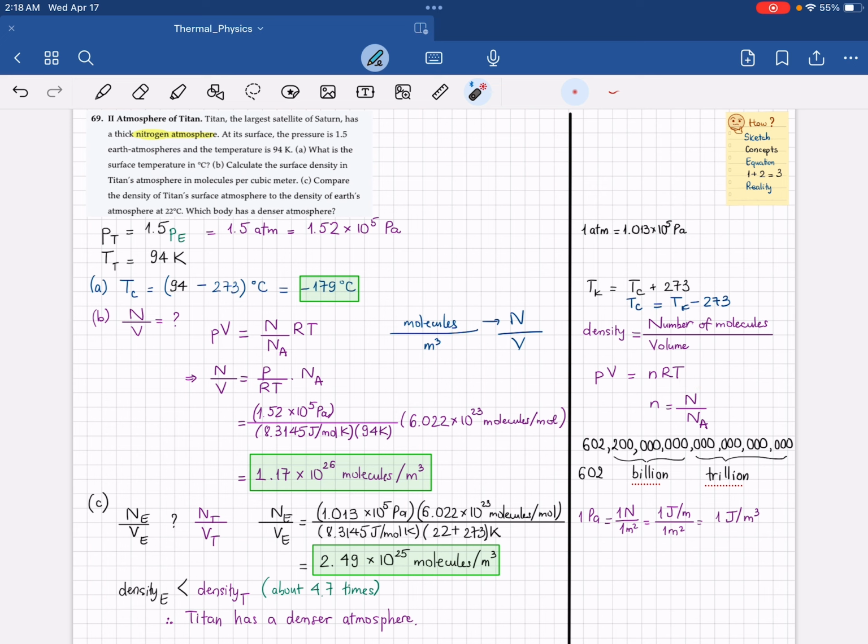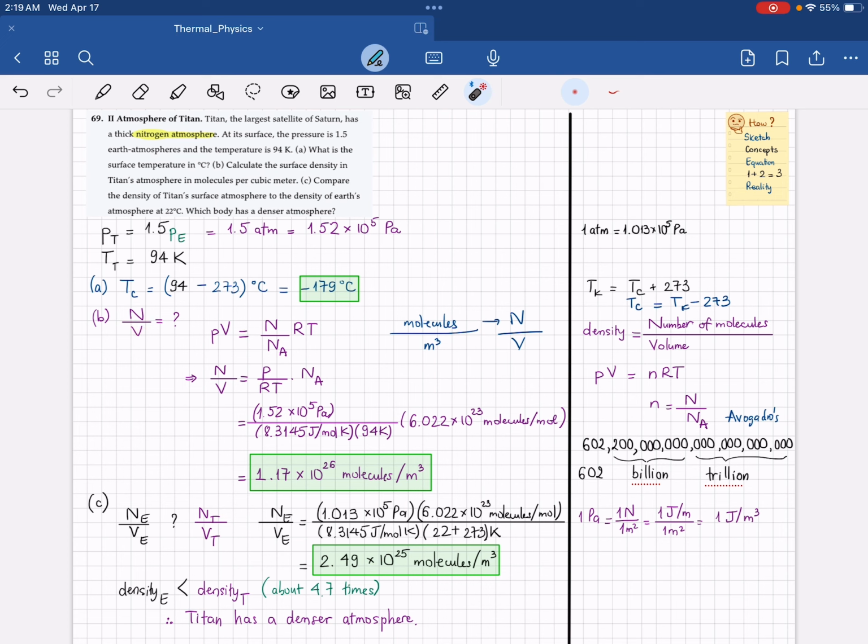Okay, then we know very well from other problems previously that n equals the big N, the number of molecules, over Na, and Na is the Avogadro number, right? Which is a huge number. 6.02 times 10 to the 23 molecules in a mole, right? That's the Na. So if we rearrange this equation a little bit, we can substitute this into the equation, and what we need to find is this ratio of N over V.